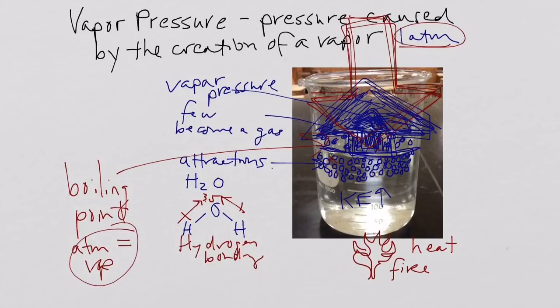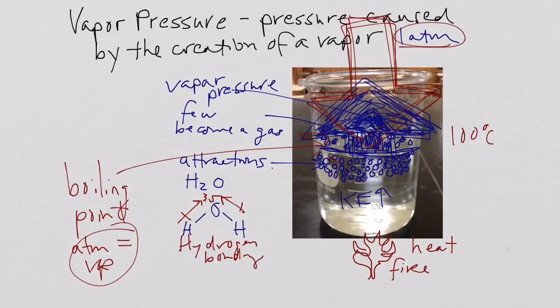But the temperature, we already know. What temperature is it going to need to get to? What's the kinetic energy going to have to be in order to get this all to boil? 100 degrees Celsius. So once we get it to 100 degrees Celsius, then we know that the vapor pressure created by the water is equal to the atmospheric pressure, so it boils.